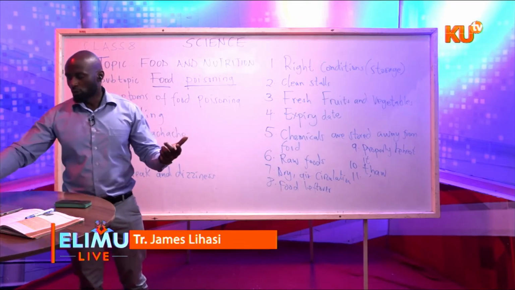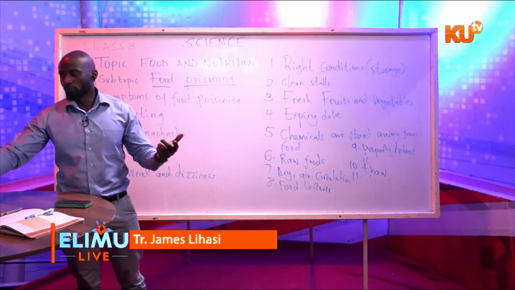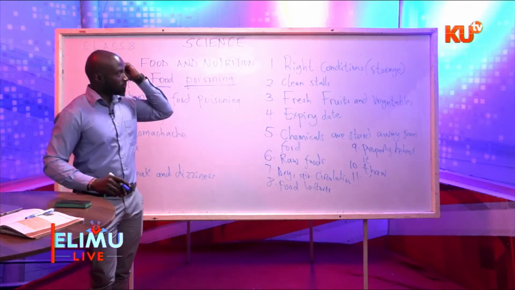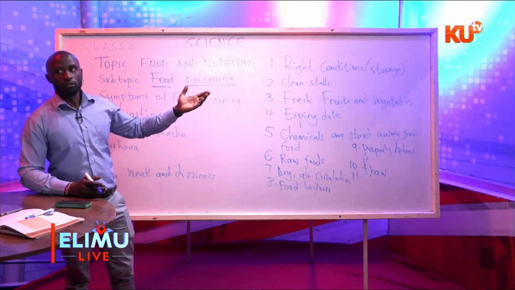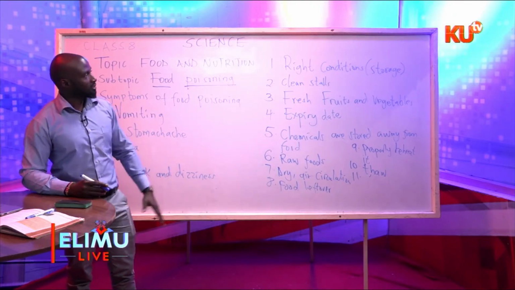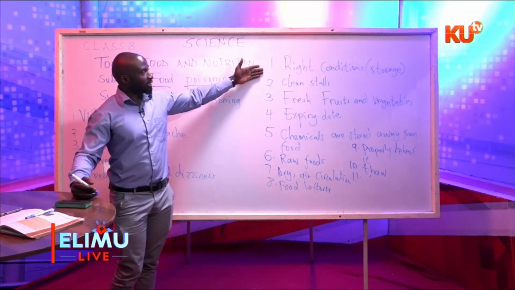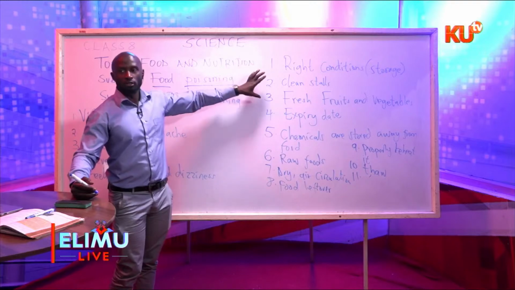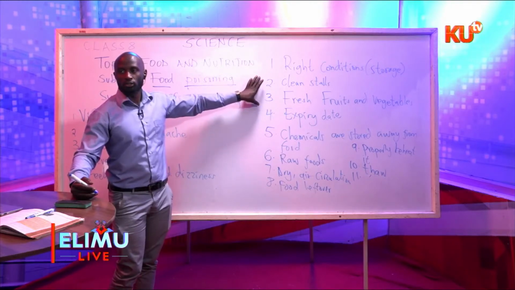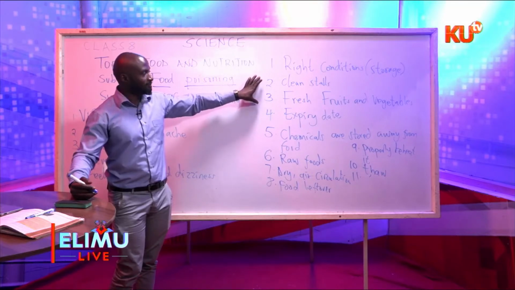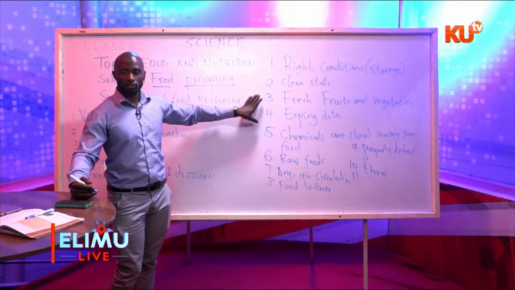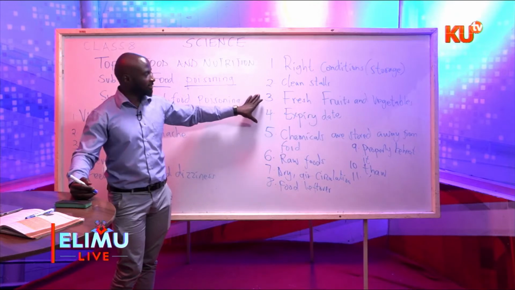Then we also talked of ways of preventing food poisoning, and we talked of basically the good food hygiene practices, all the way from the storage. Make sure they're stored under right conditions. When you're purchasing, make sure where you purchase it from, the stalls, the kiosks, the food vendors, is clean. Then purchase fresh fruits and vegetables. And if possible, go for fruits that are in season.